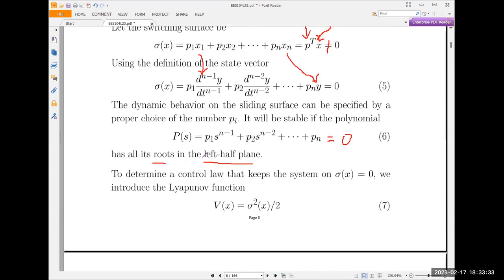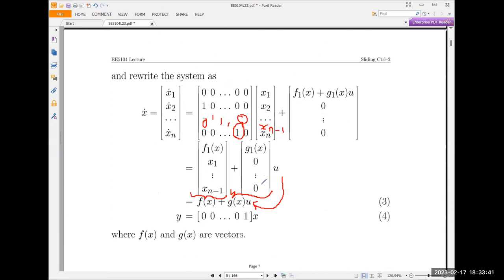So let me go and draw somewhere. So this is our V function, it is sigma squared over 2. A square function will always be positive, so we don't need to talk about negative. And then this is time. Now, one more thing that I impose on this V function is that the time derivative, which means V dot or dV/dt, will always be negative for all values of t. Then the following will happen.